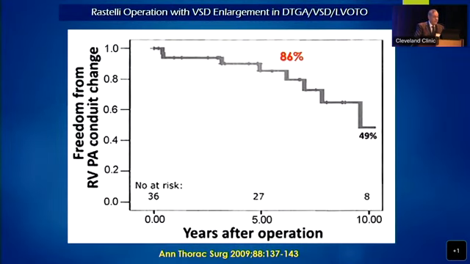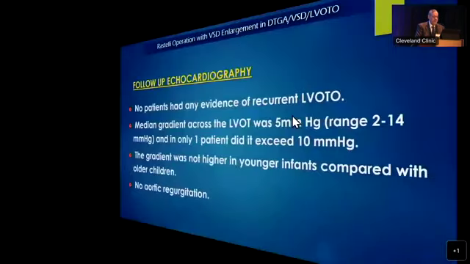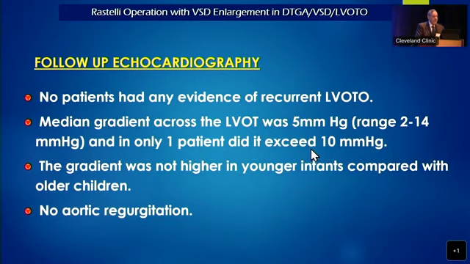There is still, of course, the need for intervention for the RV to pulmonary artery conduit, and at about 10 years, this was about 86% freedom. However, we had no patients that developed recurrent left ventricular outflow tract obstruction. This is the result by echocardiography. There were no patients with any evidence of recurrent left ventricular outflow tract obstruction. The median gradient across the LVOT was around 5 millimeters of mercury with a range from 2 to 14, and in only one patient did it exceed 10.